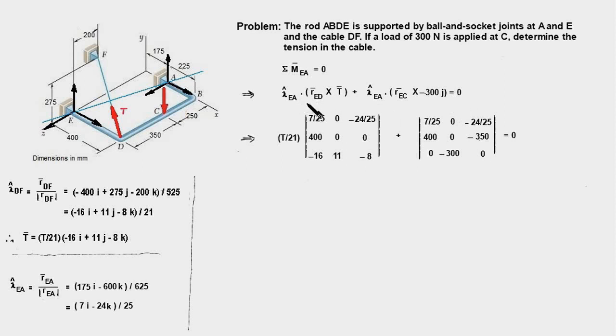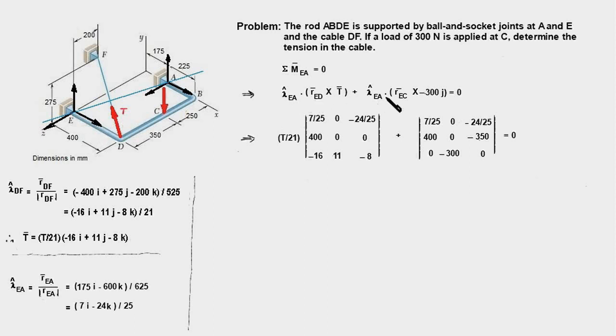So the procedure to find out the moment about an axis is to first choose a point on the axis, and in this case we have chosen the point E. So first we compute the moment of force T about point E. So this is the moment of the force T about point E, and then we do the dot product of this vector and the unit vector along EA to get the moment about the axis EA.